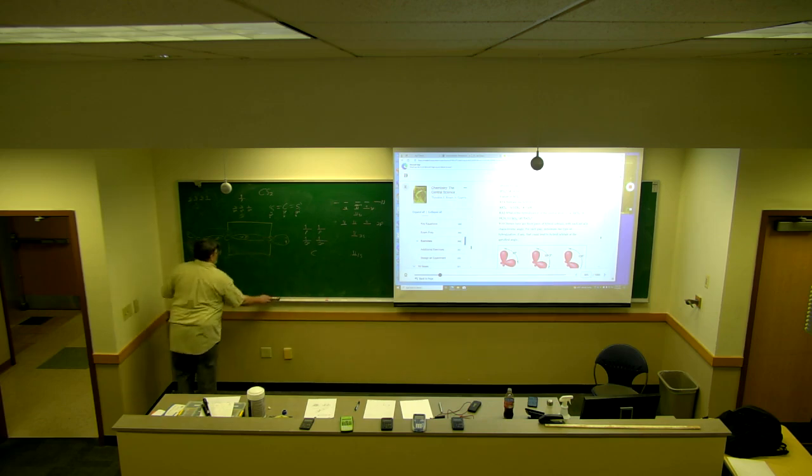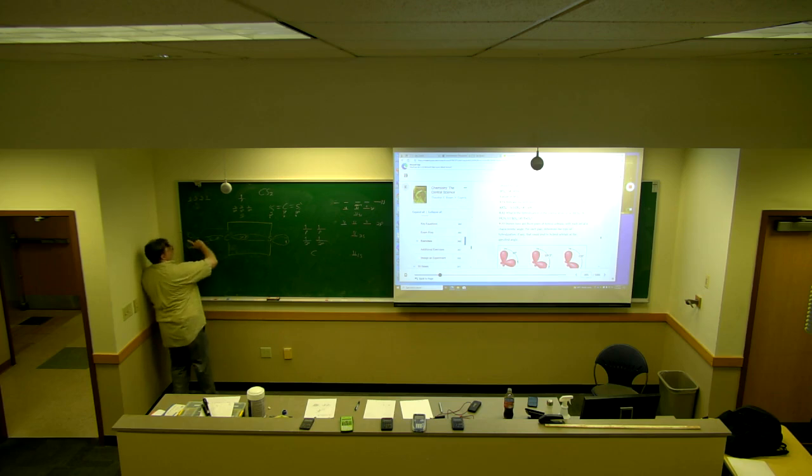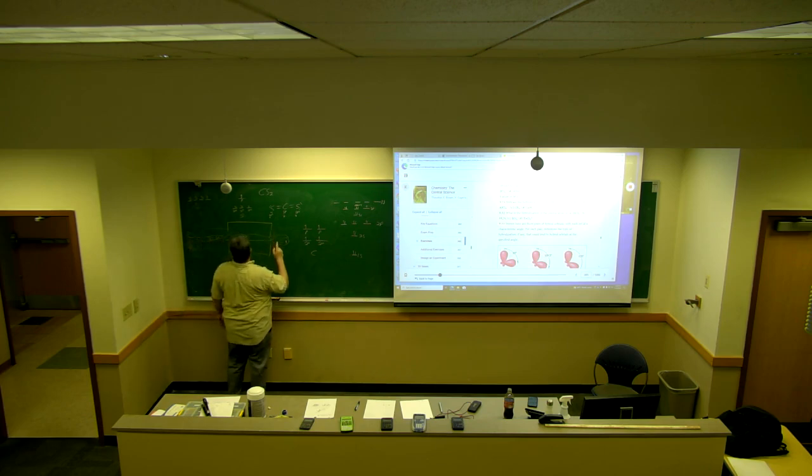But the way I wanted to end here is this has to be tilted that way, like that, and this has to be like that. So these two are perpendicular to each other. So when you have multiple bonds, when you have a double bond on one side and a double bond on the other side, the pi bonds are perpendicular to each other.